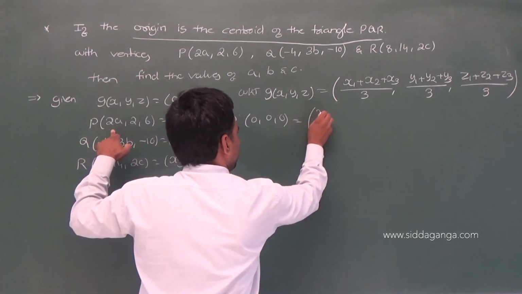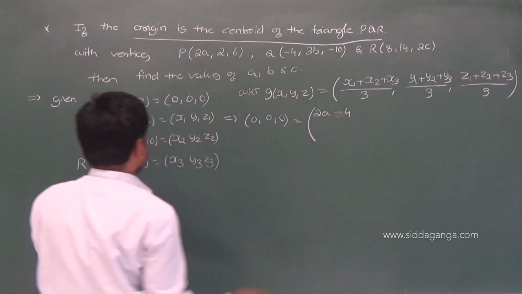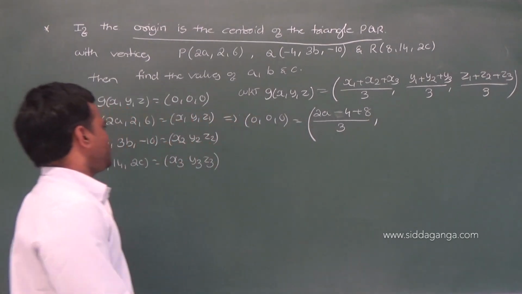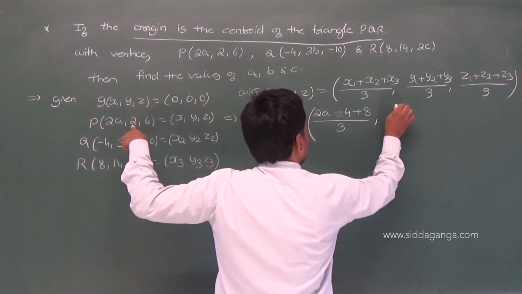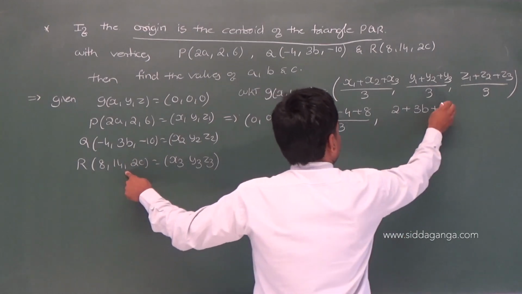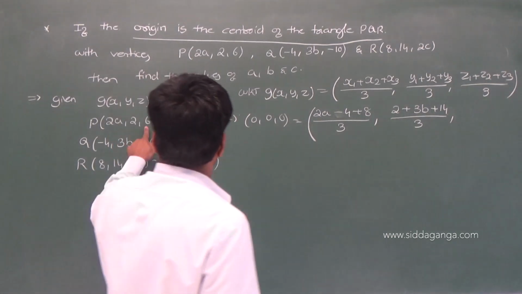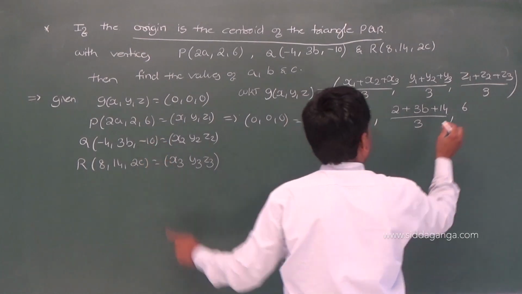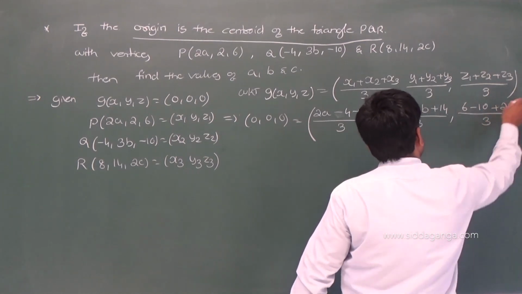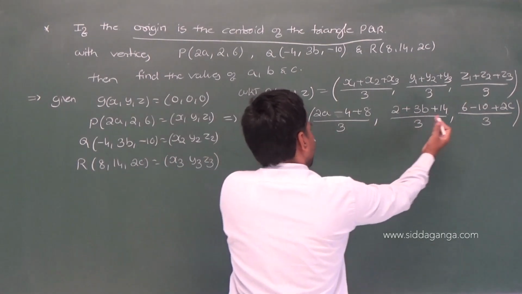x1 is 2a plus x2 is -4 plus x3 is 8, divided by 3. X coordinate is over. Y coordinate: y1 is 2 plus y2 is 3b plus 14, divided by 3. Y coordinate is over, correct? Z coordinate: 6 plus -10 plus 2c divided by 3. We substitute all the values. Same method. We equate first the x coordinate, y coordinate and z coordinate.